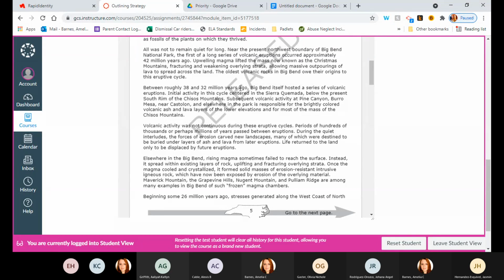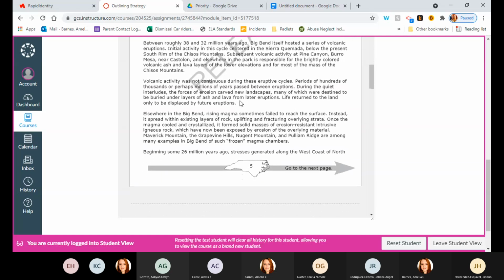Between roughly 38 and 32 million years ago, Big Bend itself hosted a series of volcanic eruptions. Initial activity in this cycle centered on the Sierra Quemada, below the present south rim of the Chisos Mountains. Subsequent volcanic activity at Pine Canyon, Burro Mesa, near Castolon, and elsewhere in the park is responsible for the brightly colored volcanic ash and lava layers of the lower elevations and for most of the mass of the Chisos Mountains.